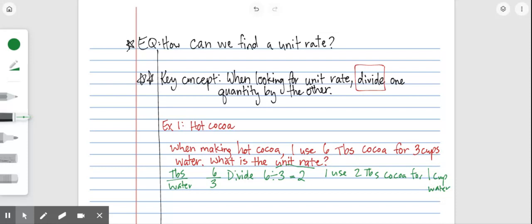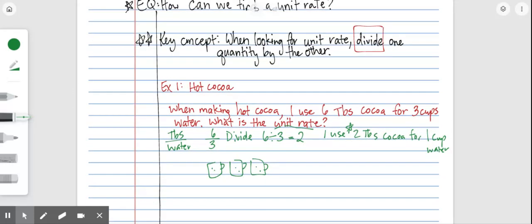So if I'm looking at this as a story problem, here's 1, 2, 3 cups of cocoa. I use 6 tablespoons altogether. So how many have to be in each of these cups of cocoa if I use only 6 altogether? Well, if I use 6 altogether, then I can only have 2 tablespoons of cocoa in each cup, which means 2 tablespoons of cocoa for 1 cup, which is exactly the rate that I found when I divided. Okay, let's try another one.